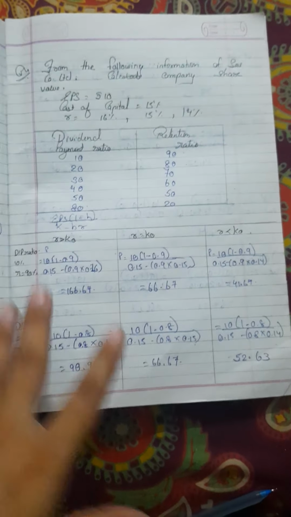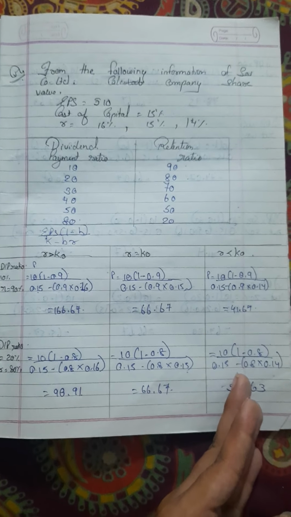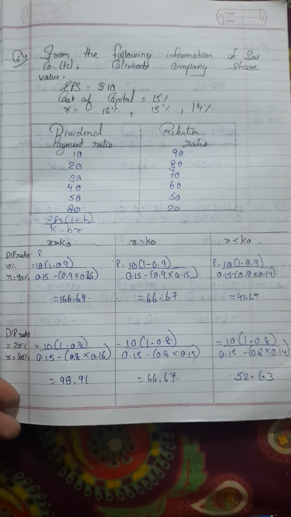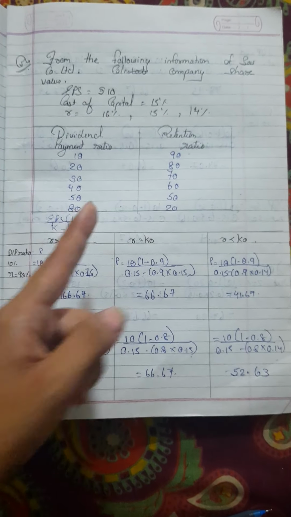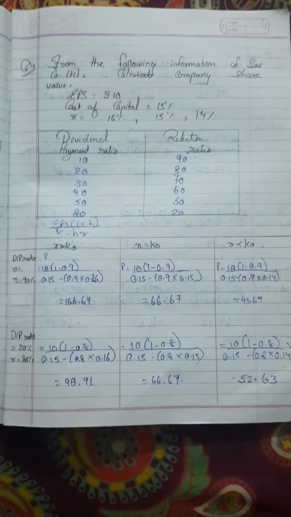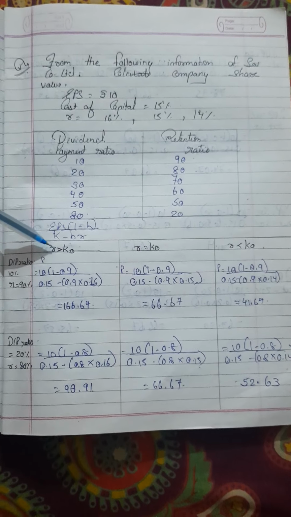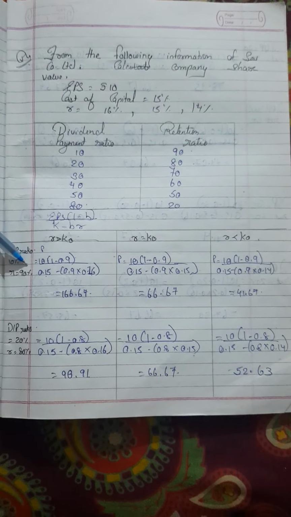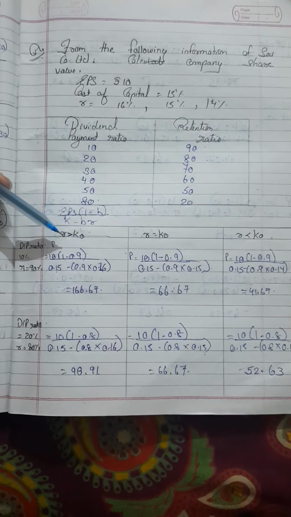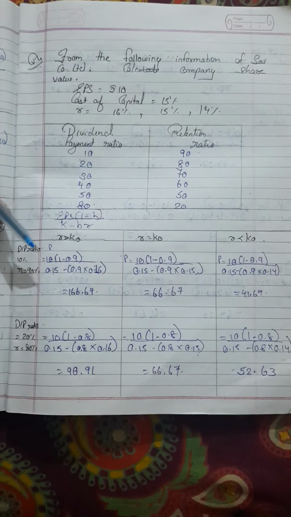Henceforth, we will consider the tabular form of calculation. 3 columns for 3 conditions of R and 6 rows for 6 conditions of dividend payout and retention ratio. Right, here in the first condition, dividend payout is 10 and retention is 90. R is 16 and K0 is 15.